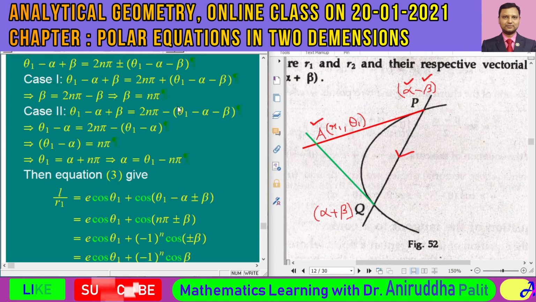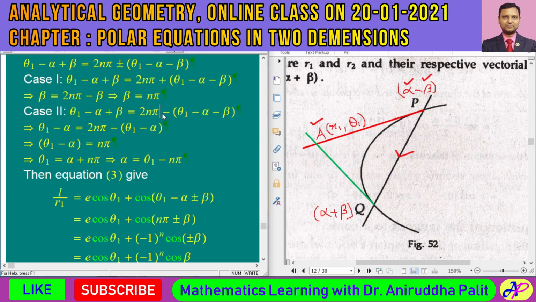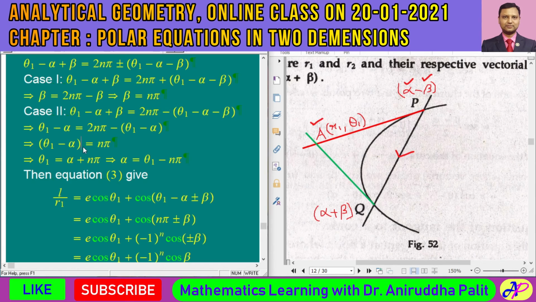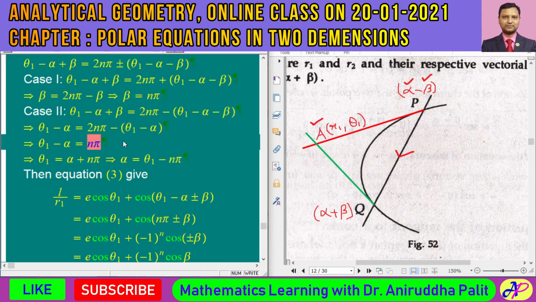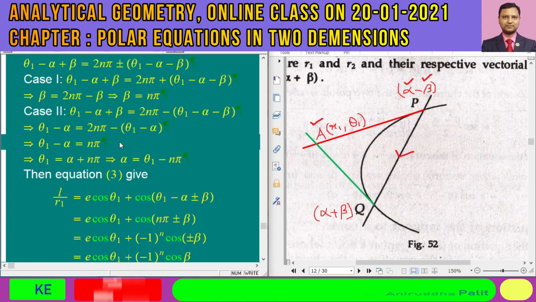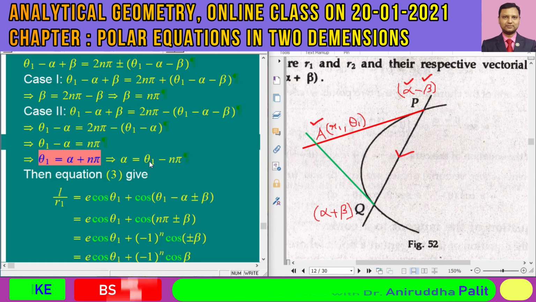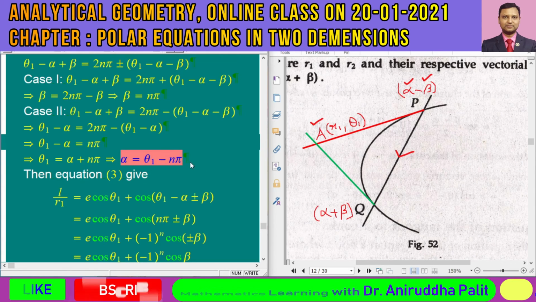So we discard this case, and therefore we consider case number two, where we consider the negative symbol in this result. After cancellation of different terms, we ultimately get that theta 1 minus alpha is equal to n pi, or theta 1 is equal to alpha plus n pi, or we can say that alpha is equal to theta 1 minus n pi.